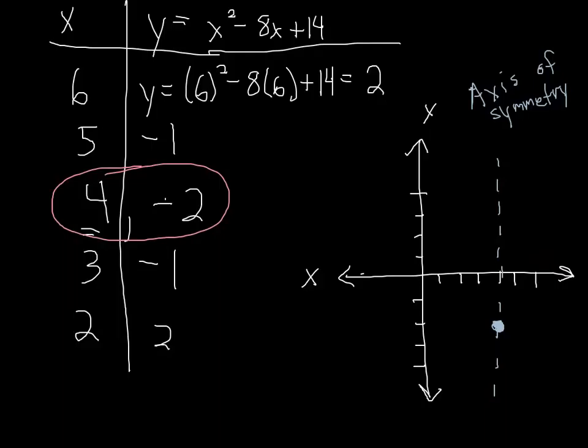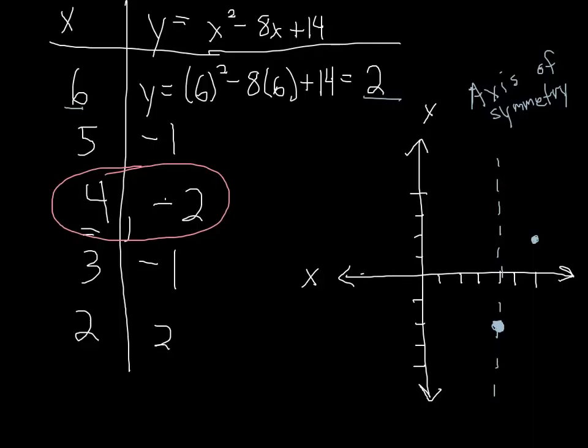So now I can look at my very first point, x equals 6. When x equals 6, y is equal to 2. So I come over 6 tick marks: 1, 2, 3, 4, 5, 6, and I go up 2: 1, 2. So I'm going to put a point right here at x equals 6, y equals 2.